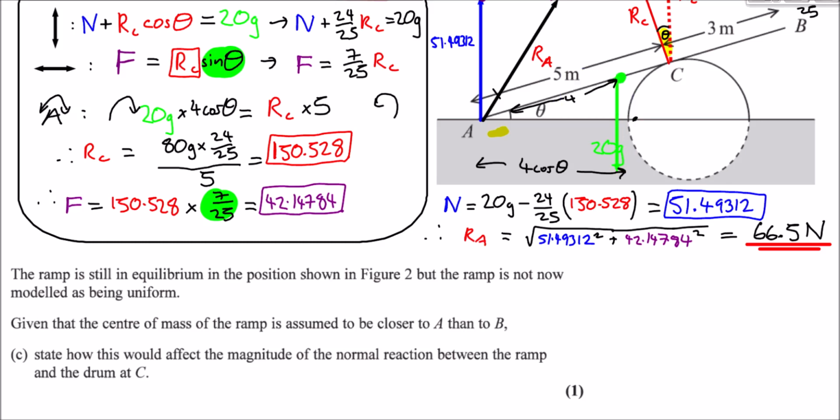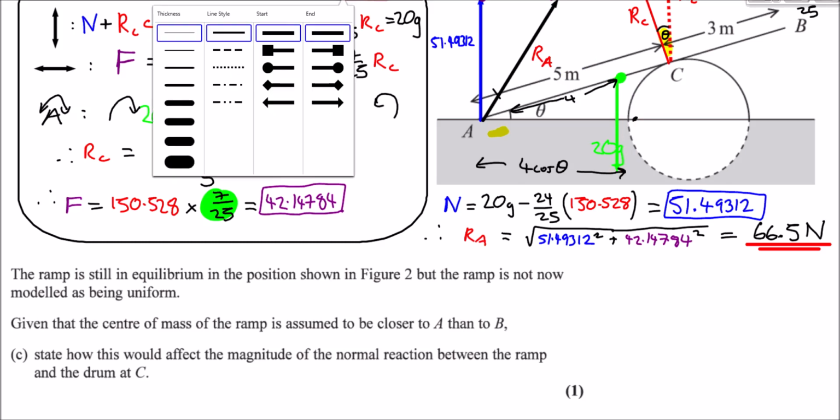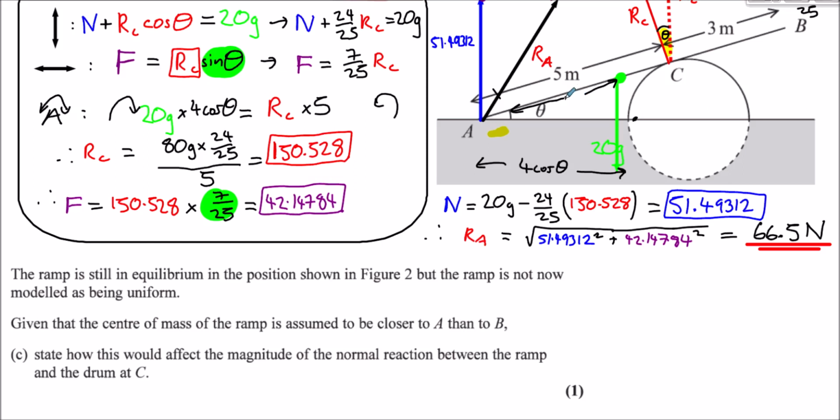So I don't know, maybe it's, let's go for just a number. Let's say it might be 3.5. Who knows? But let's just go for a number so I can explain it. So if it were a bit closer to A, how would that affect the answer to part B? So how would it affect the magnitude of a normal reaction between the ramp and the drum at C, rather?